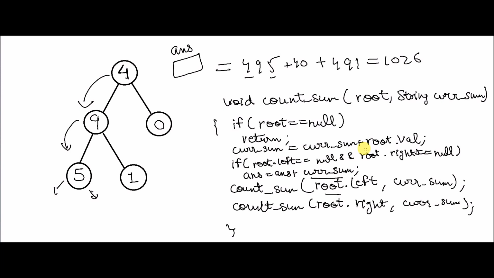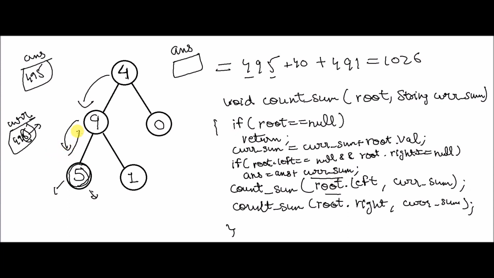And how it is performing, see here, first we were at 4, then we went to 9, then we went to 5. Now 5 is a terminal node, and our current sum till here was 495. Now I have encountered that yes, 5 was a terminal node, so I will simply add it to our answer. So our answer will be 495 currently.